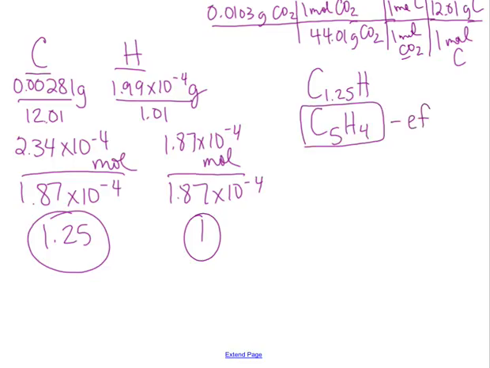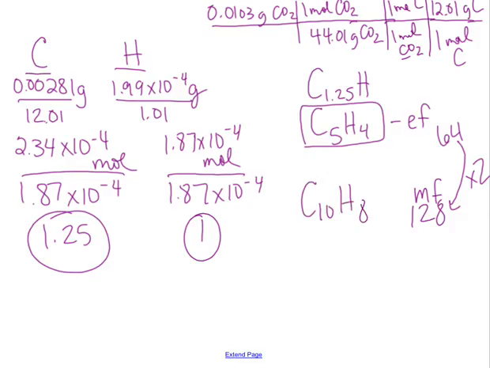What would be a way to check that we're right? Look at, we know the molar mass of the molecular formula is what? 128? Yeah? So what was the molar mass of this empirical formula? 64. What's the relationship there? Times 2. So what is our actual molecular formula? C10H8. And that is naphthalene.